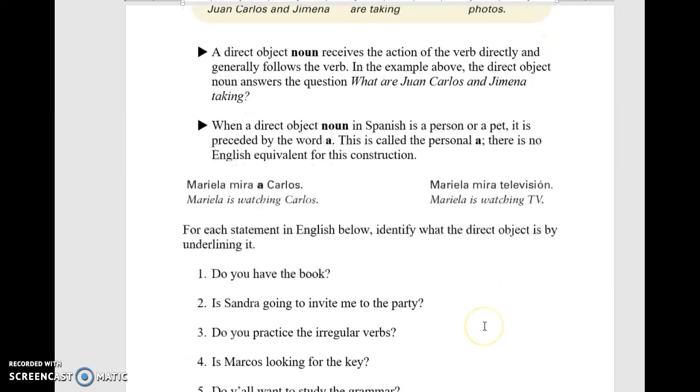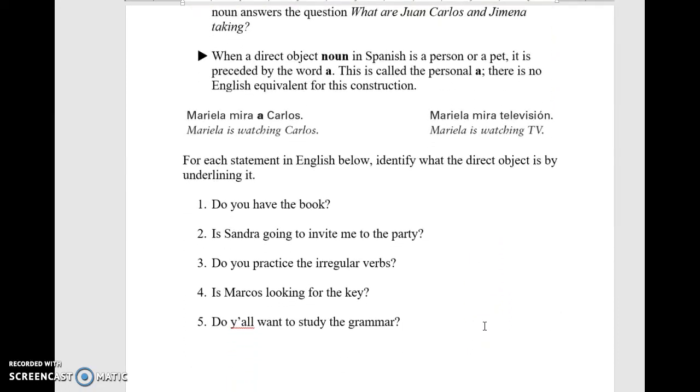Now, what I would like you to do here is pause the video as we go along, and I want you to identify what is the direct object of each statement. So you will actually have to physically pause the video to look at it. Okay? So number one is, do you have the book? Now think about it. What do you have? The book. Okay, so that is my direct object.